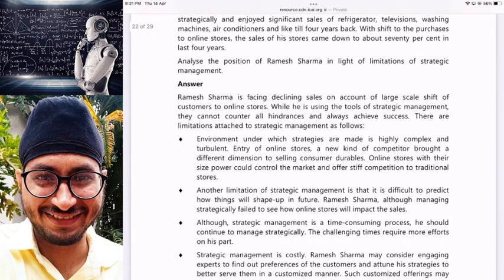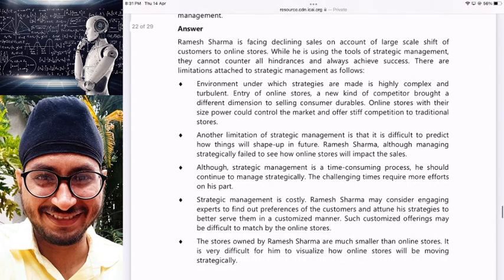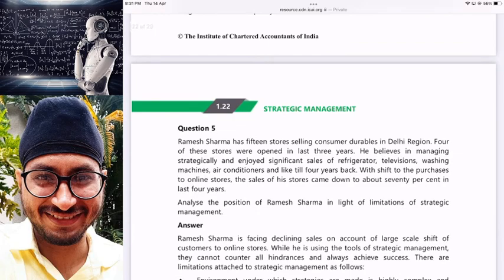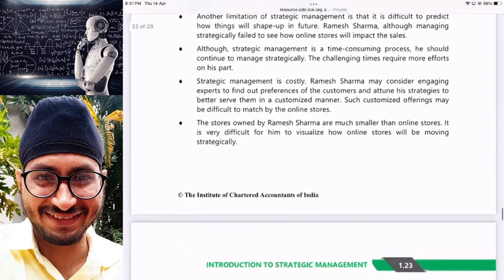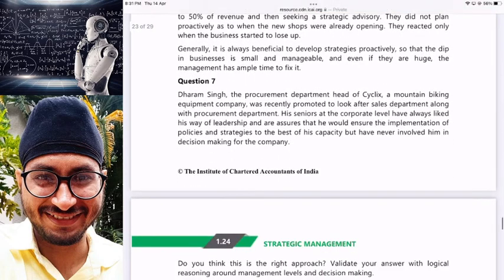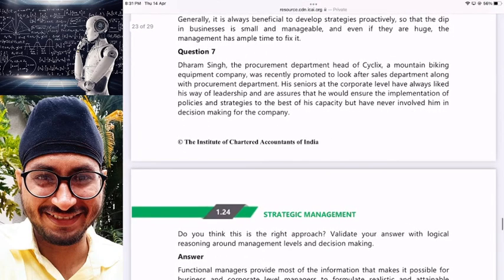Like it is highly complex, it is difficult to predict the future, it is a time consuming process, it is costly, what my competitor will do if I launch a product or service. All these points we have already discussed. So this is a direct case study. It's nothing much of a problem here. Question number 6 also we have discussed, Kamal Sweets Corner. Question number 7, again a different type of question.